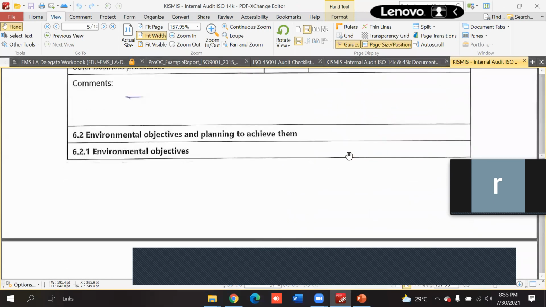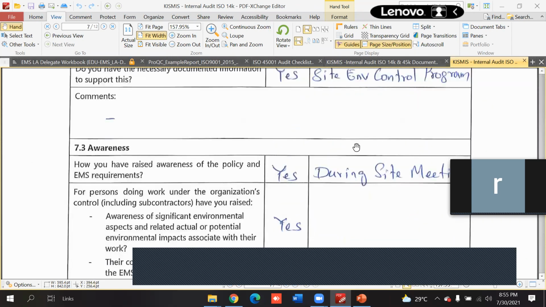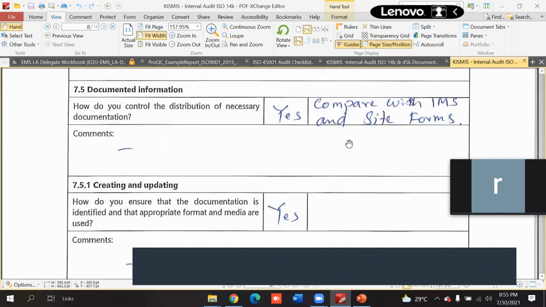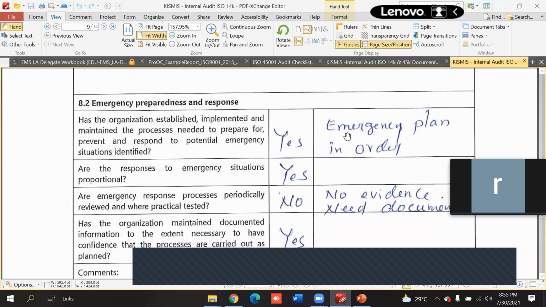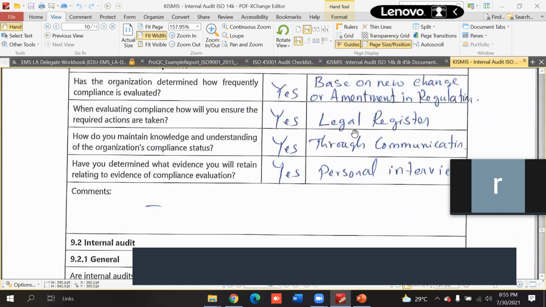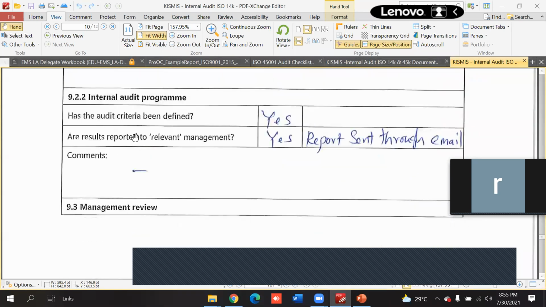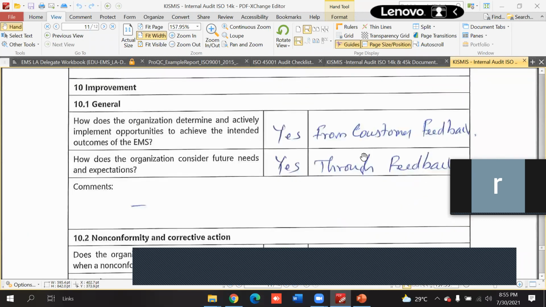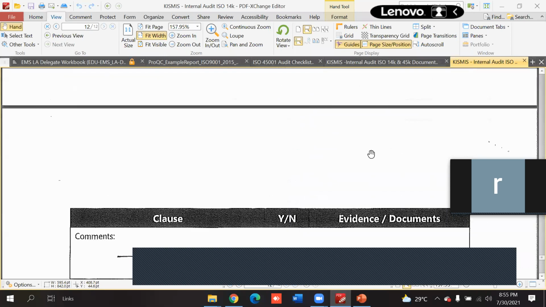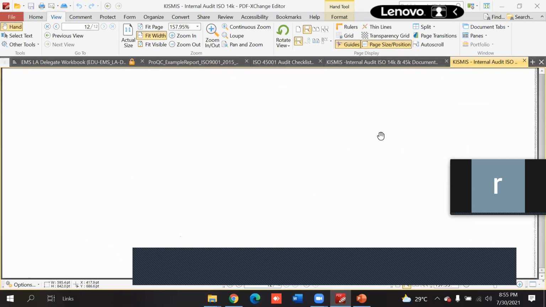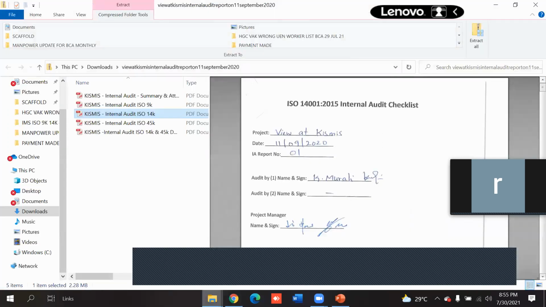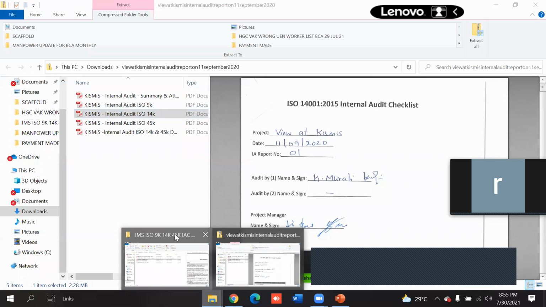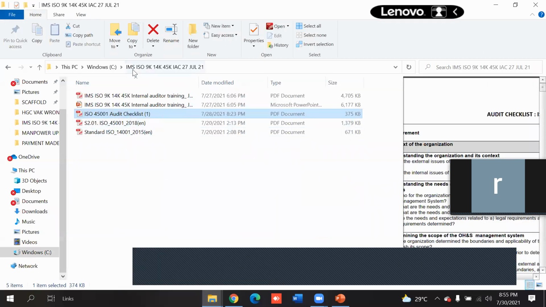Yeah, so what are the compliances? Emergency preparedness and evaluation compliance, internal audit, improvement, all the clauses mention these. Right, so okay, let me check if there is any other thing I can show you all. Yeah, the standard is already given.